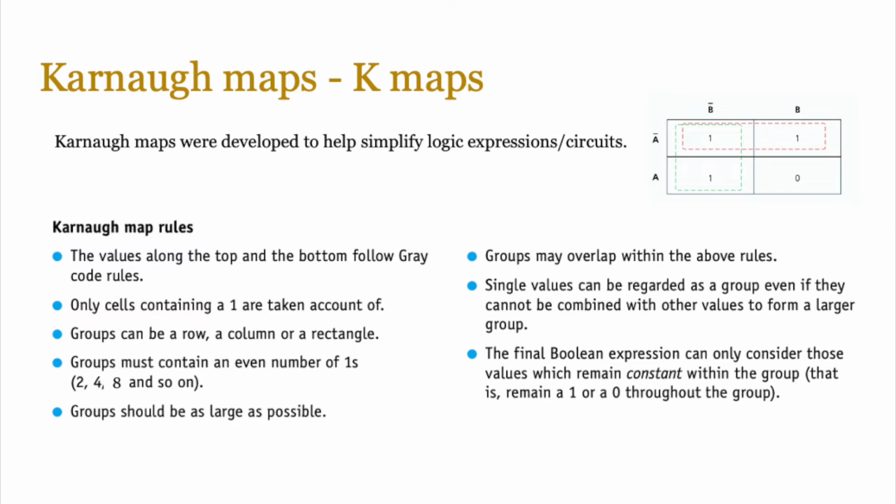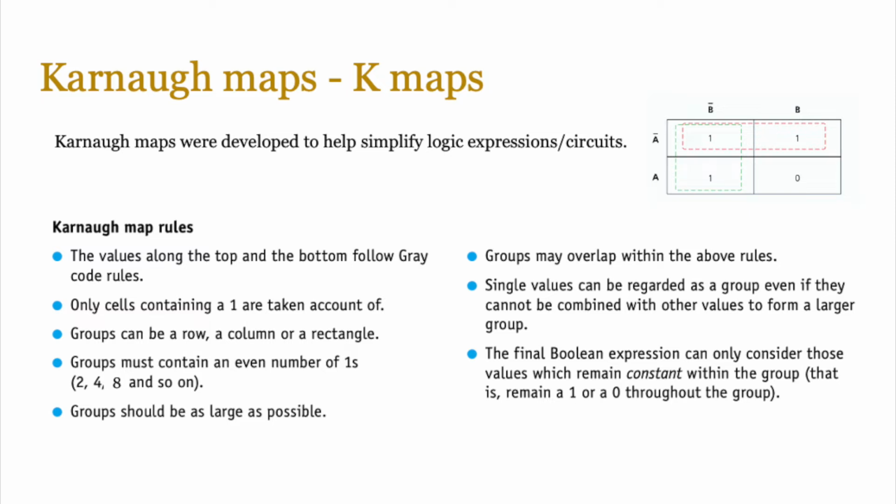The next rule states that single values can be regarded as a group even if they cannot be combined with other values to form a larger group. And the final rule simply says that the final Boolean expression can only consider those values which remain constant within the group, that is, either remain a 1 or a 0 throughout the group.